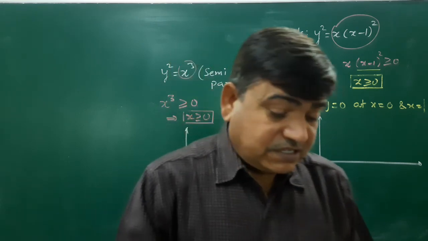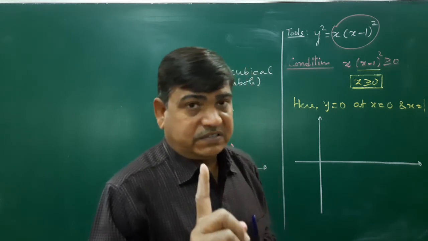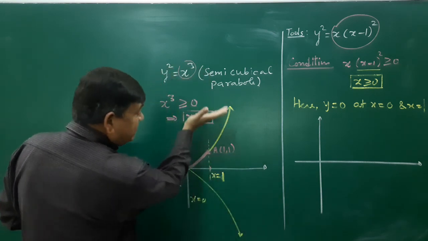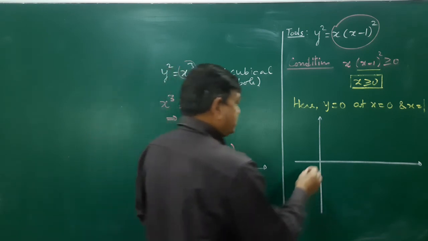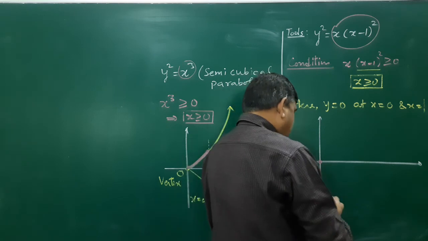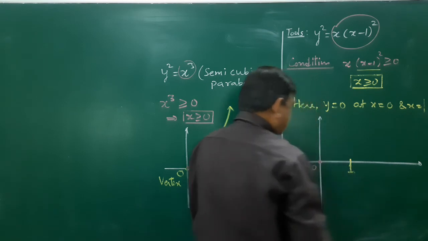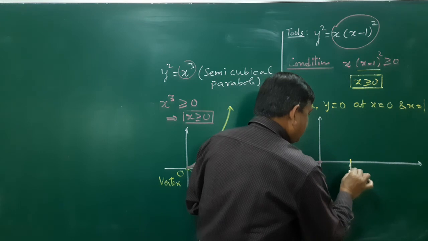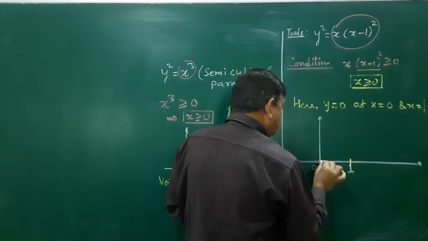Again, yesterday I explained when y has even power, only y square, then it is symmetrical about the x-axis. As it is above, the same is below: above the x-axis and below the x-axis. So x is 0, then y is 0. x is 1, then y equals 0, sorry. So at two points y becomes 0. So here it increases a little bit. You just verify the answer.